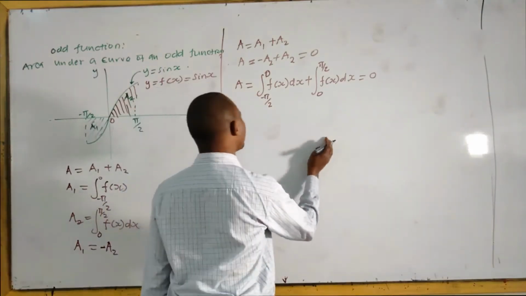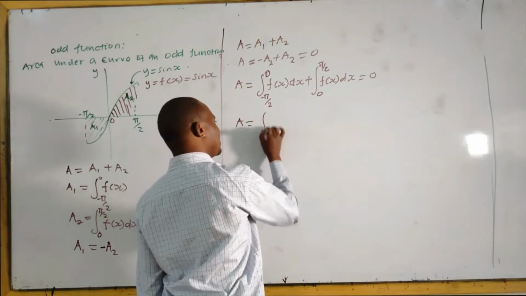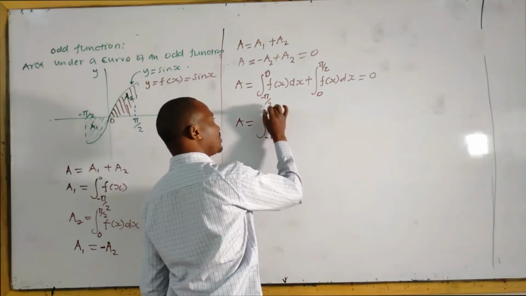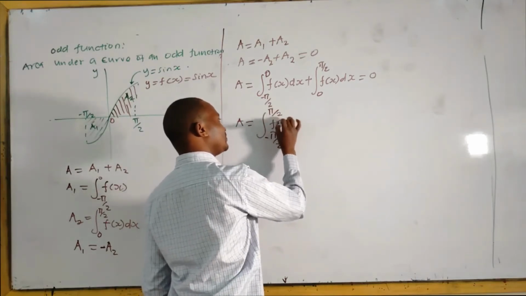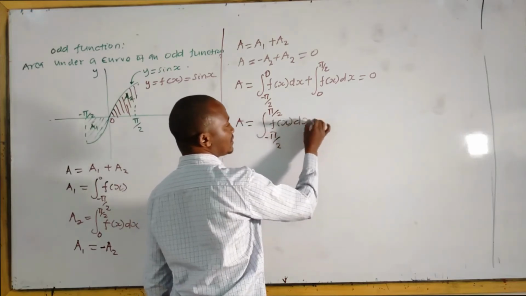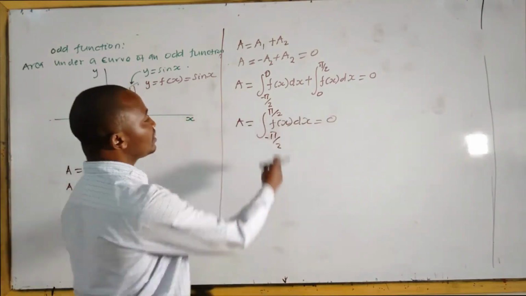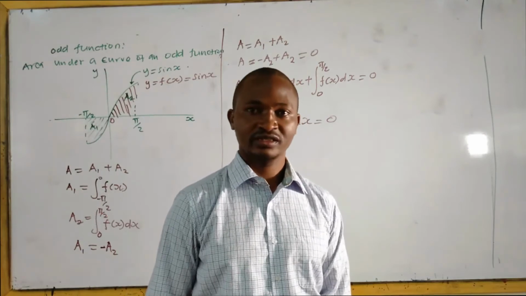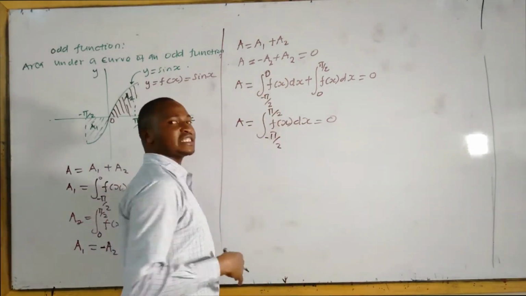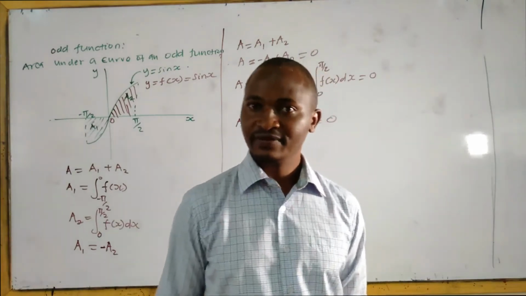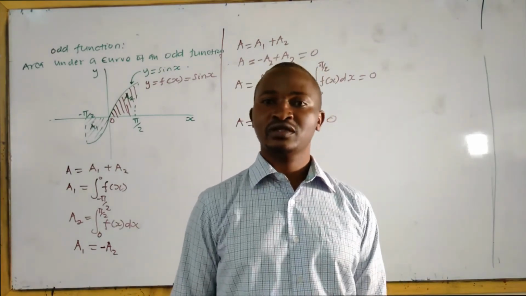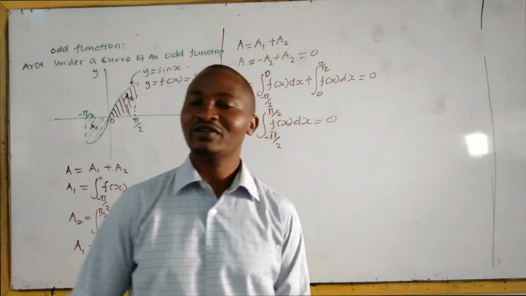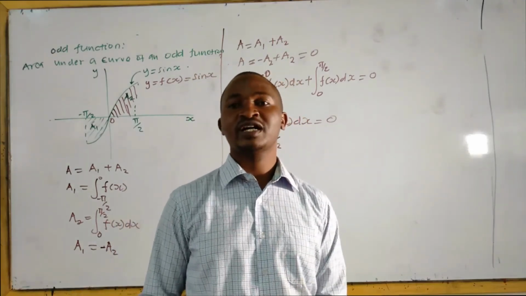In short, we can say that over the entire range of integration, from negative pi over 2 to pi over 2, the integral of f(x) with respect to x is equal to 0, if f(x) is odd. That only happens if f(x) is odd. If f(x) is even, we have seen it will be twice the integral over half the range. If f(x) is neither, you integrate over the entire range the normal way you find the area of a curve.